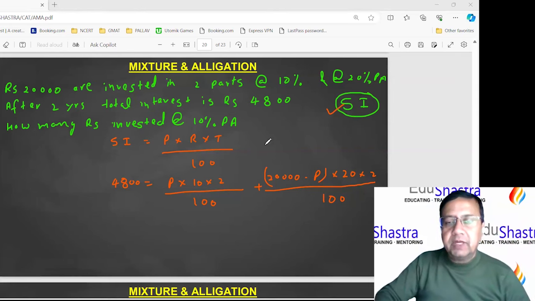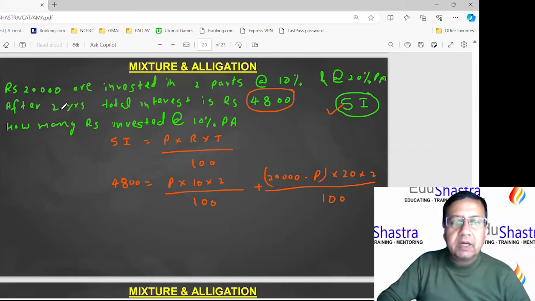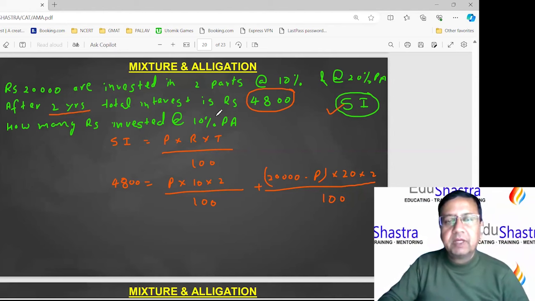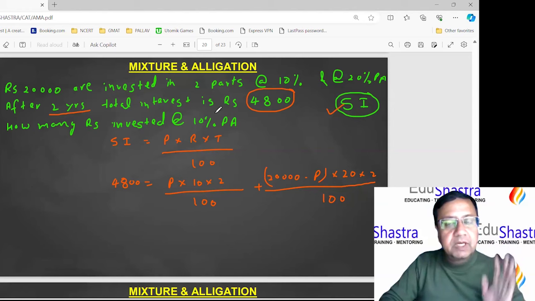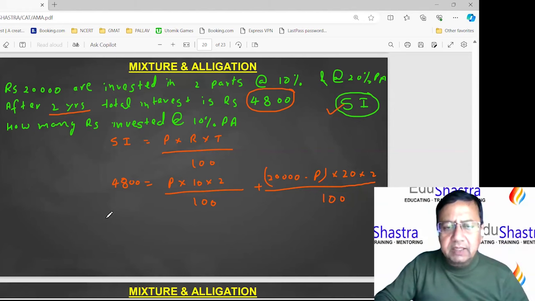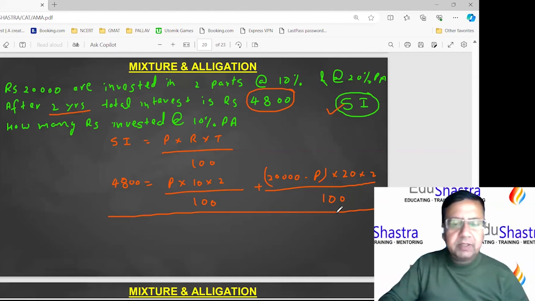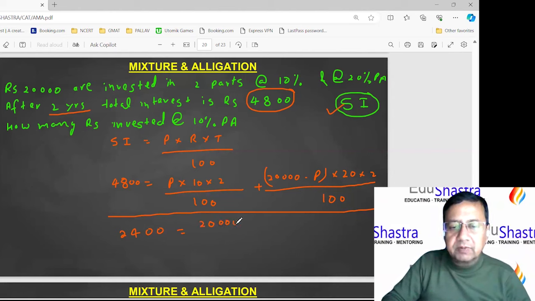So if I am getting 4,800 rupees in 2 years, then in 1 year how much? 2,400 rupees we are getting, right? So this I can calculate verbally, but I am writing it here for more clarity because we are doing this for the very first time. So 2,400 rupees I am getting on a total sum of 20,000, right?